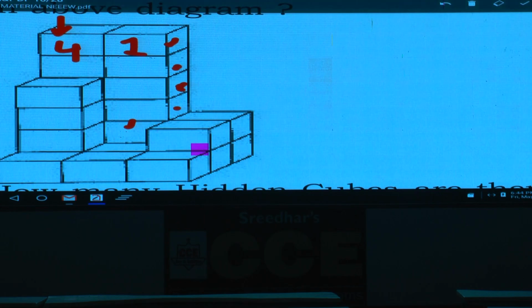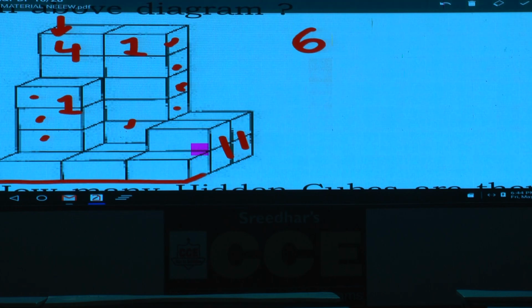Then in this one 1, 2, 3, 3 were seen and 1 is unseen, and that's it. Now in this one these 2 were already seen. It's done, right? And so 4 plus 1 plus 1, that is, as of now we have 6 uncounted or hidden cubes.